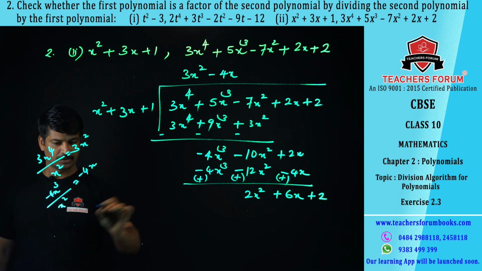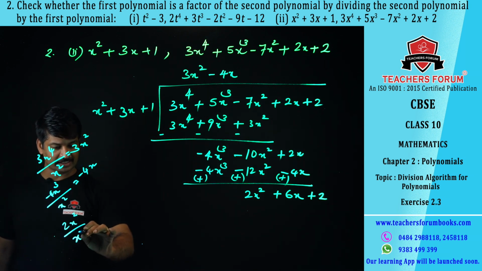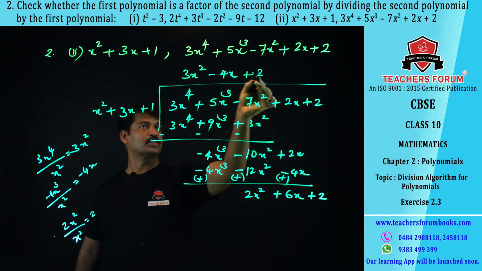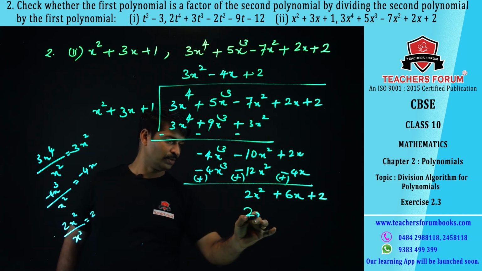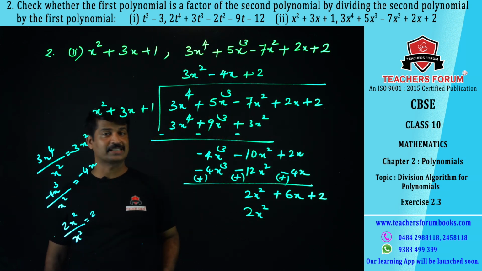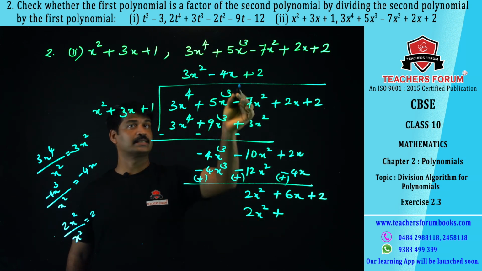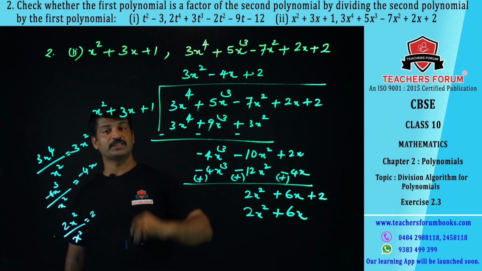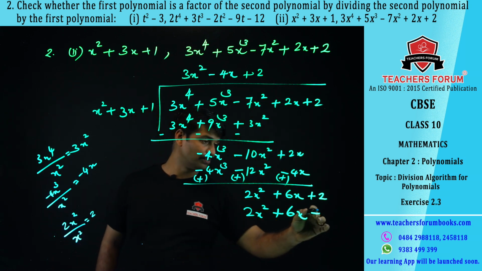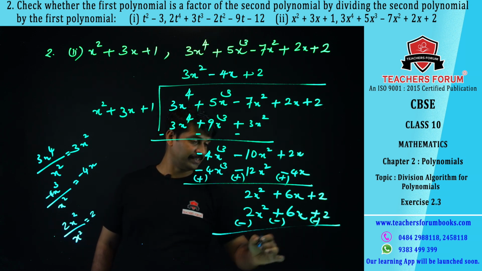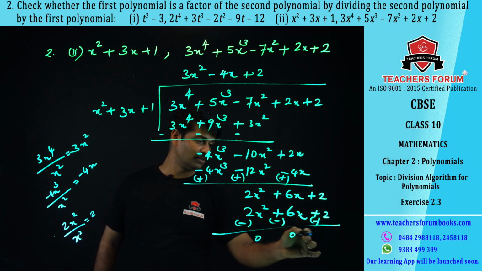Next step. You have to divide 2x square by x square. What is the answer? Answer is 2. So the next term is 2 here. What is 2 into x square? 2x square. 2 into plus 3x, plus 6x. 2 into plus 1, plus 2. Subtract. Change the symbol. Just add: 0, 0, 0.